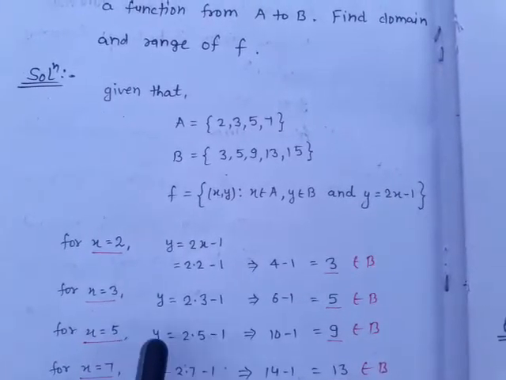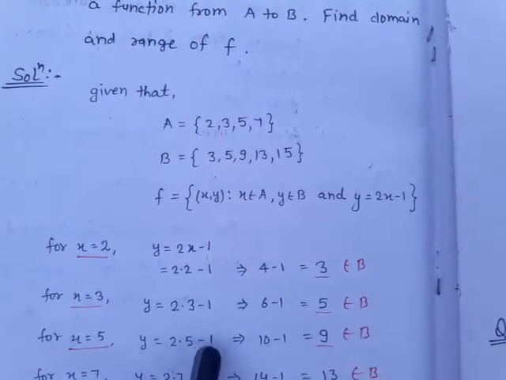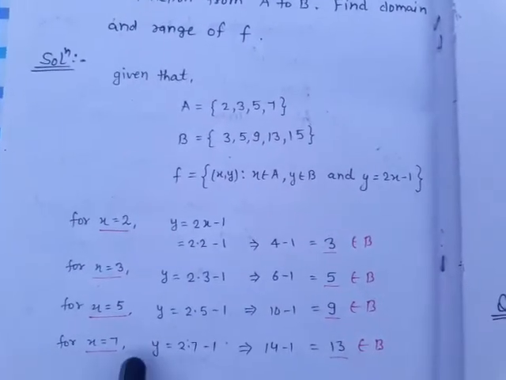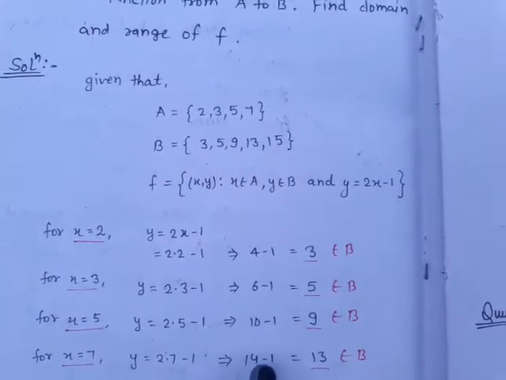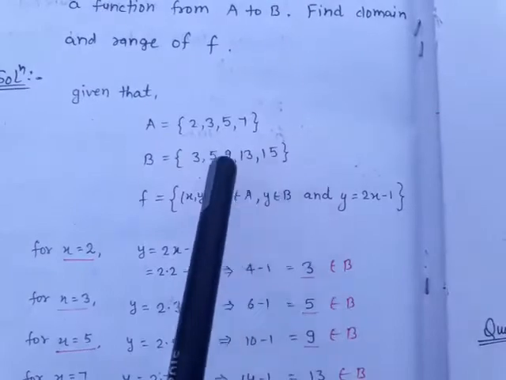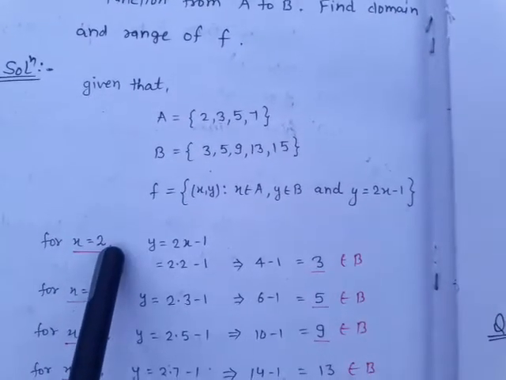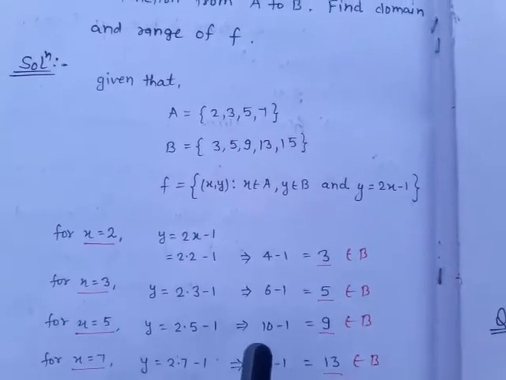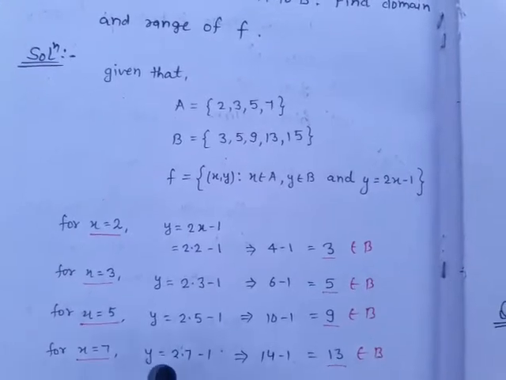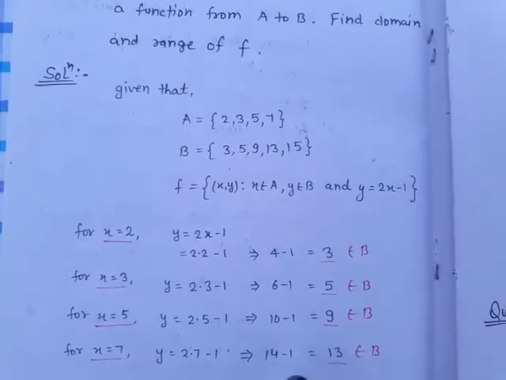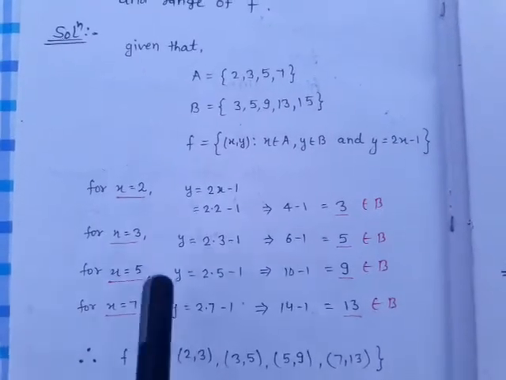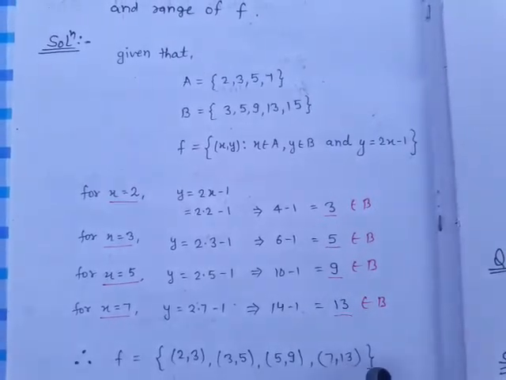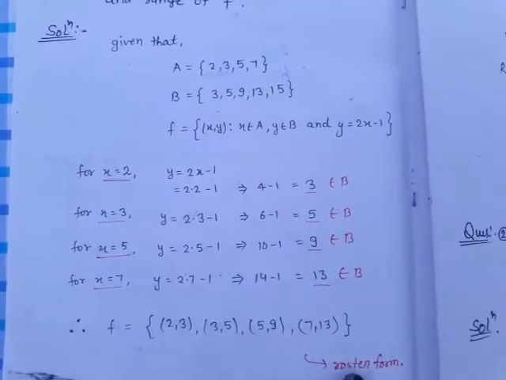For x = 5, we get y = 2 times 5 minus 1, that is 10 minus 1, that is 9, and 9 belongs to B. For x = 7, y = 2 times 7 minus 1, that is 14 minus 1, that is 13, and 13 belongs to B. Now for x = 2 we get y = 3, for x = 3 we get y = 5, for x = 5 we get y = 9, for x = 7 we get y = 13. Now written in roster form, F = {(2, 3), (3, 5), (5, 9), (7, 13)}, and this is F written in roster form.